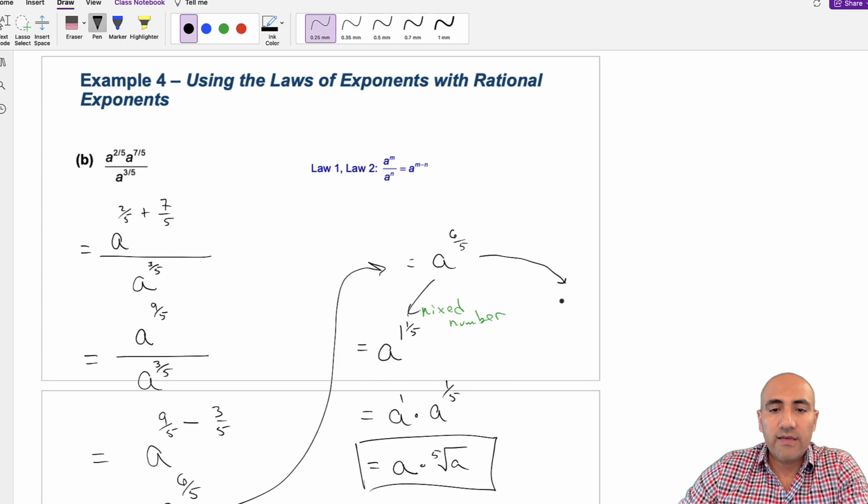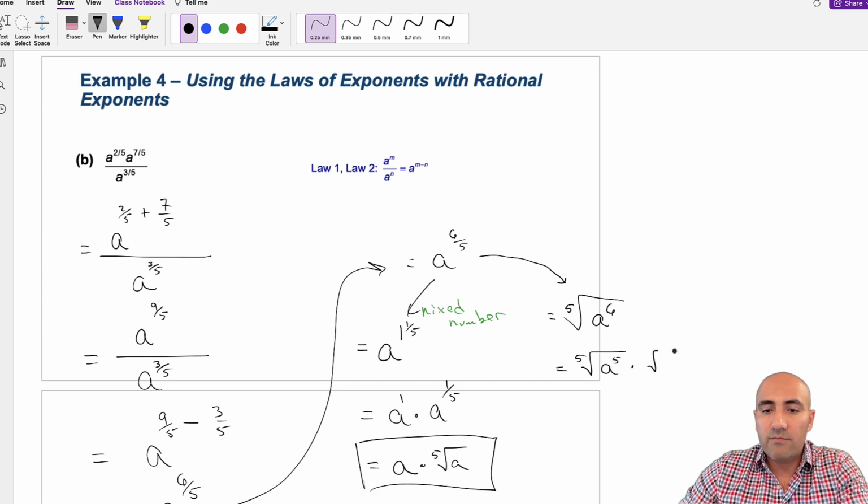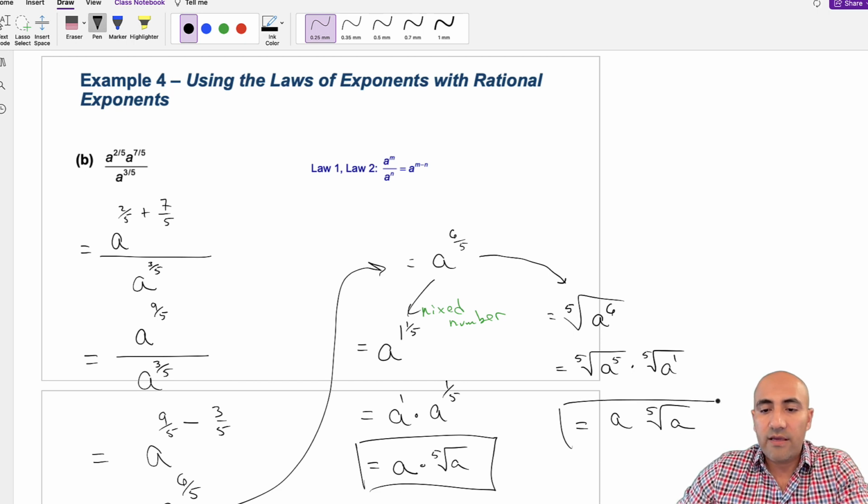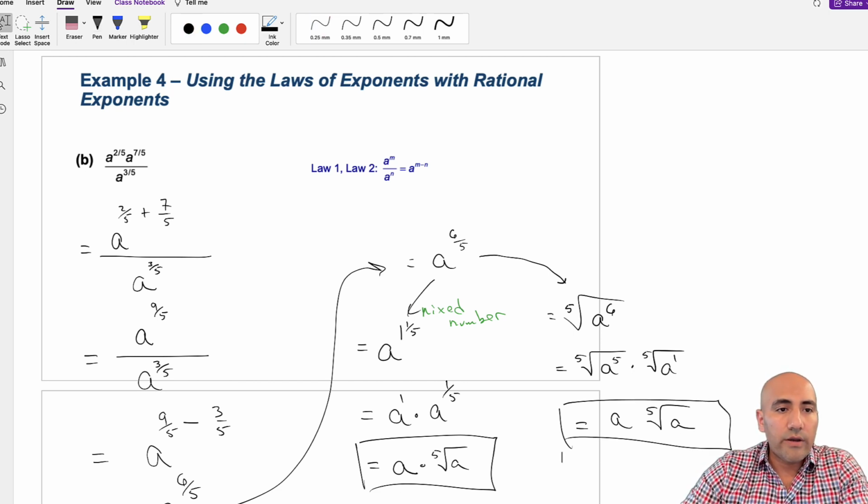We can also think of this as the 5th root of a to the 6th, which then becomes the 5th root of a to the 5th times the 5th root of a to the 1st. And so these two undo each other. Notice that it's an odd index, so they just truly undo each other. Whatever the value of a is, whether it's positive or negative, we'll get the same answer, a. So this becomes a, and this becomes the 5th root of a, same as before, same answer as before. Okay.